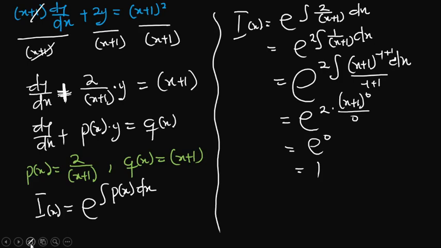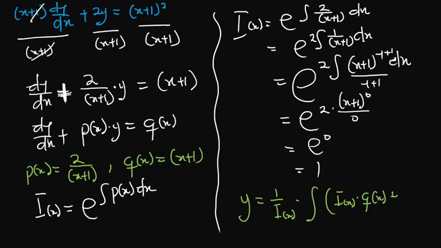So now that we have the value of our integrating factor, the next thing we need to do is to quote the general form of the answer for the differential equation. That is y equal to 1 over the integrating factor, multiplied by the integral of the integrating factor multiplied by the function q of x, then plus c, dx. So this is the general form.